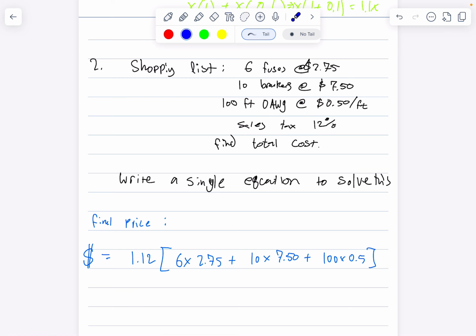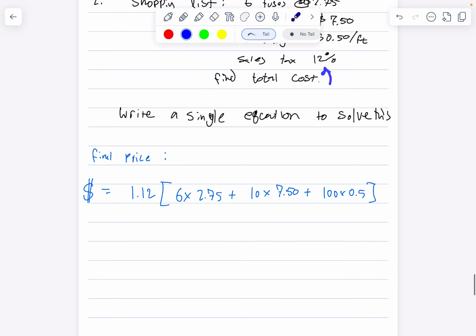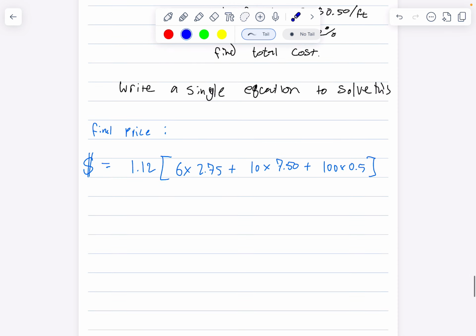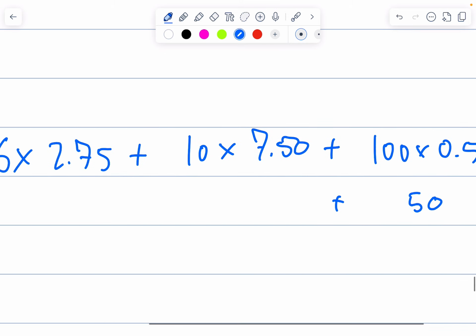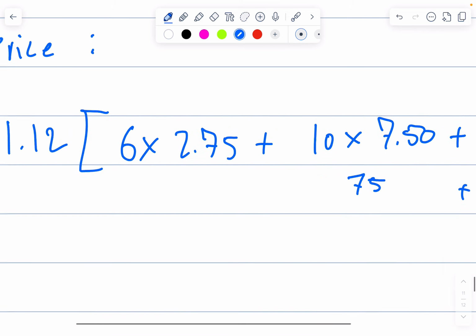Remember how I said 1 plus 0.1 is as if you had a 10% increase, right? Same thing. Now it's 12%. So we'll just do this as is. I just wanted you to write the equation, but if we want to solve it, let's solve it. So 100 at 50 cents a foot, that's $50. Plus 750 times 10 is 75.